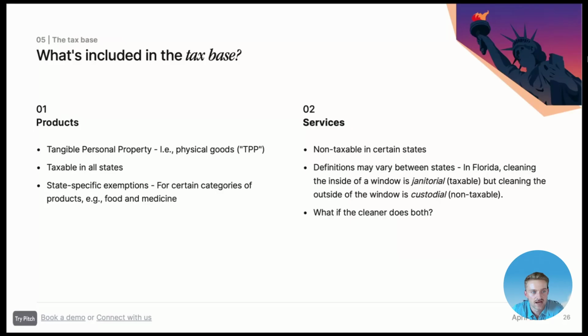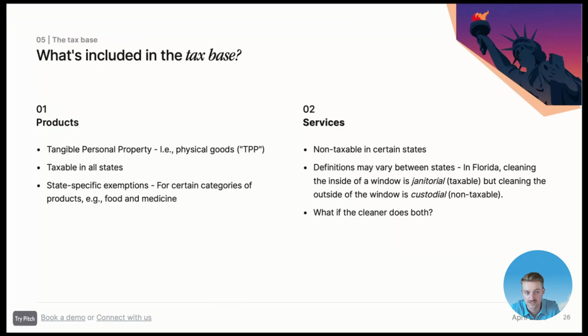Great. So now we're in our penultimate section here. We're going to talk about the tax base. This is where we'll discuss those concepts of products and services taxability, what is or isn't taxable. This is where a lot of the complexity arises in US sales tax. So broadly, we have two big categories of product taxability. We have physical products and then we have services.